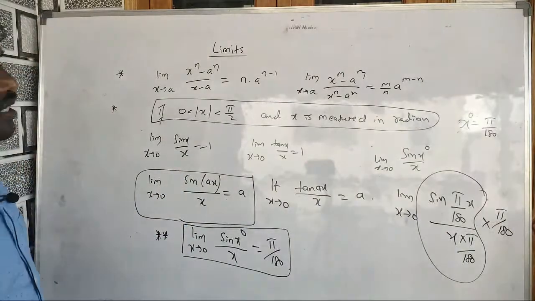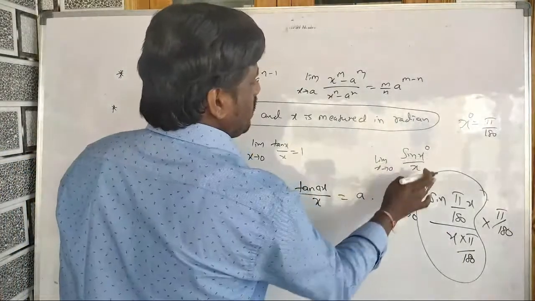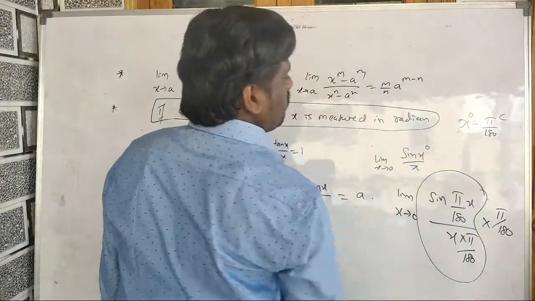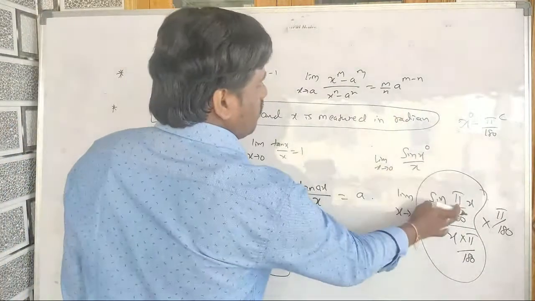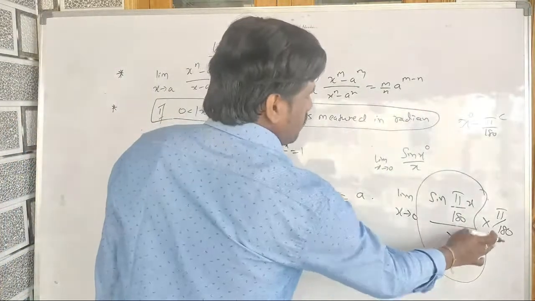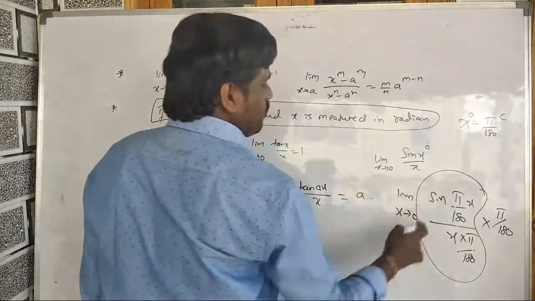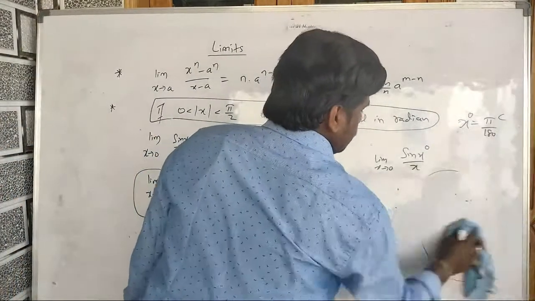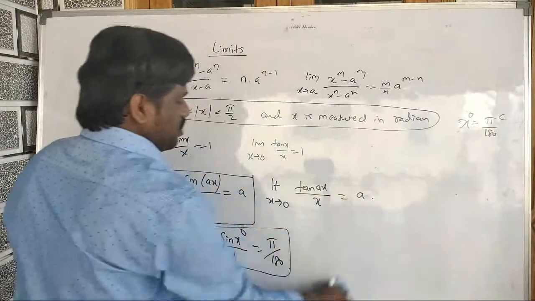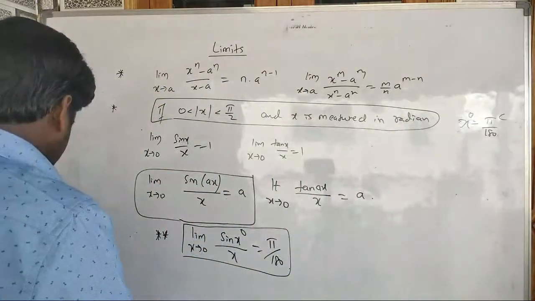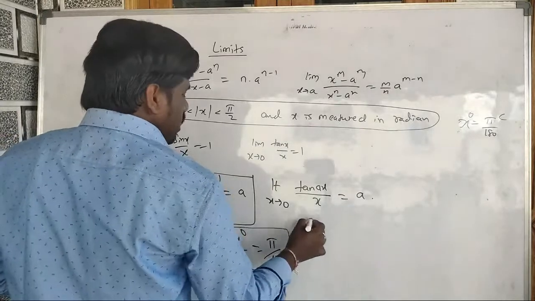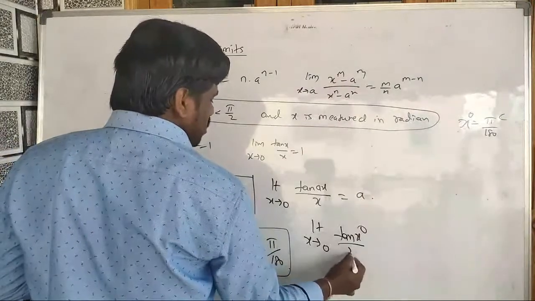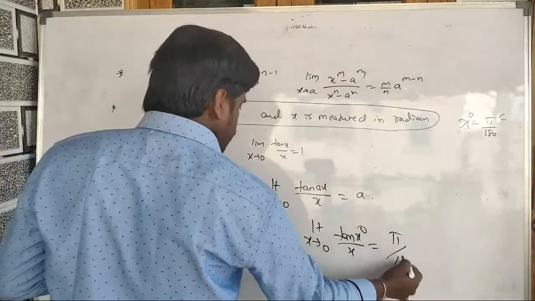That is pi by 180 you will get. Did you understand? Limit x tending to 0 sine x degrees by x, we have to convert into radians. So x degrees is equal to pi x by 180 radians. Then we multiply and divide, and this value will give you 1, so pi by 180 you get. This you have to remember. Did you understand this formula? This is an extra formula you should know. Next, limit x tending to 0, tan x degrees by x is also pi by 180.